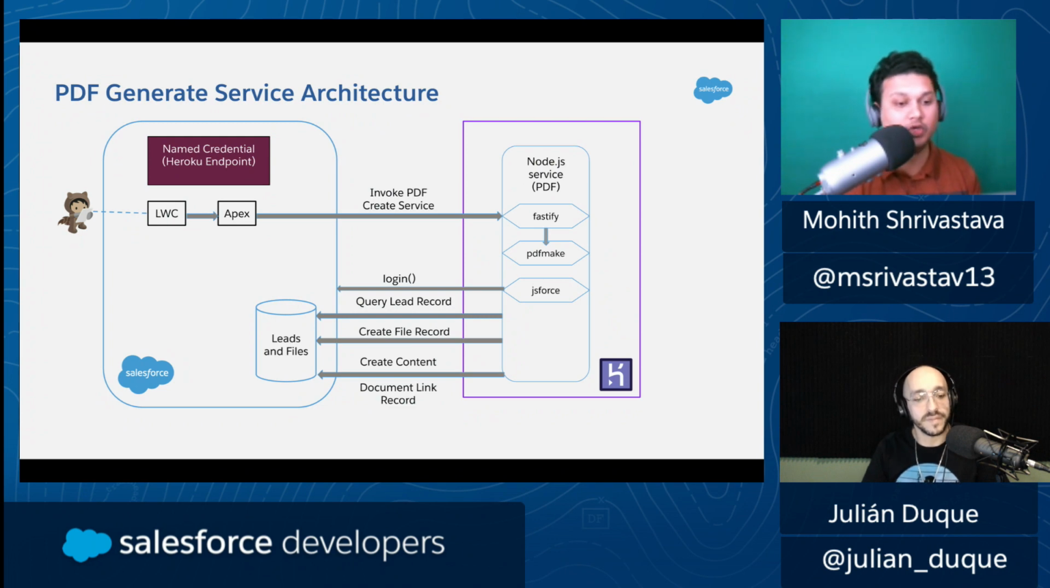We use JSforce first to log into our Salesforce environment. We query for the right lead records, and then we create this file record, which is the content version record, and the content document link objects, so that we can relate that file to the lead object. So we reach back into Salesforce, right? So this is one of the patterns, right? And there are so many patterns like this to invoke your microservices.